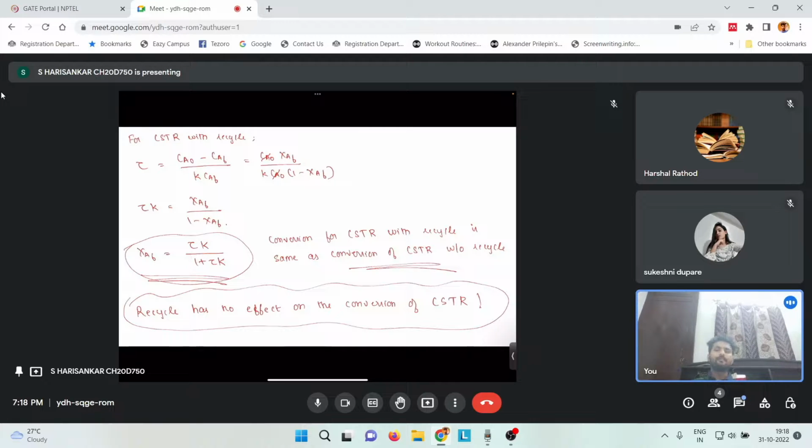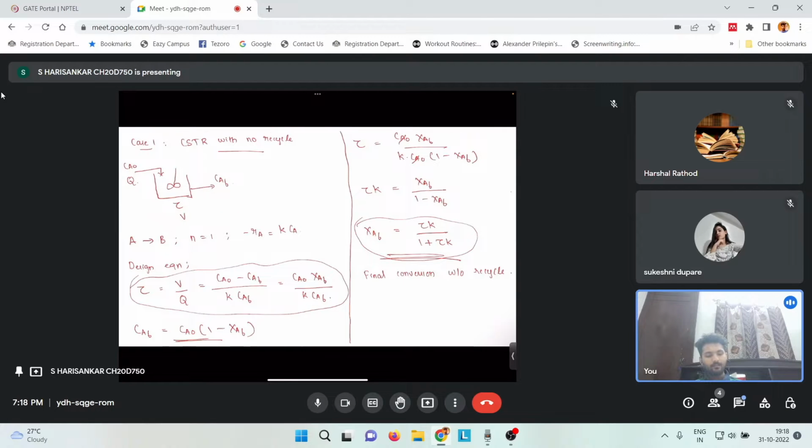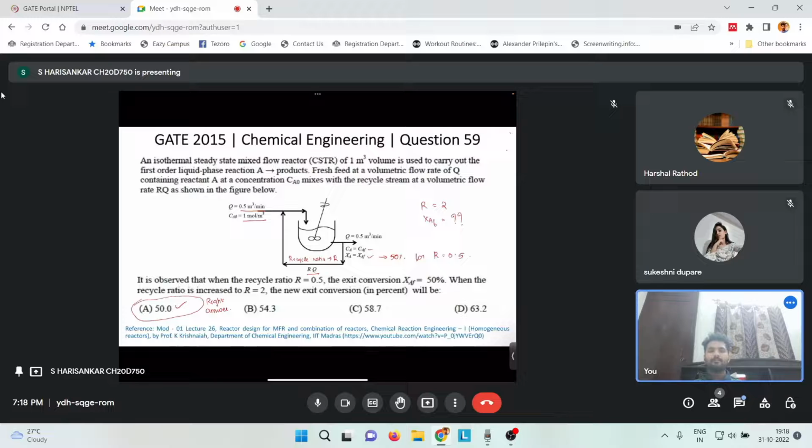So that means the recirculation or recycle stream has no effect on the conversion of CSTR. No matter how much the recycle ratio is increased, the conversion will remain the same here. They have given that the conversion was 50% when recycle ratio R is equal to 0.5. So when recycle ratio is 2 also, the conversion is still going to be 50%. Okay.